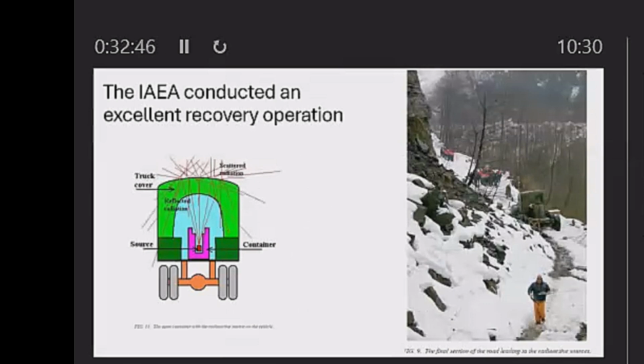Yeah, the IAEA did a wonderful recovery of the orphan source, right? They devised this mobile container, and they did an excellent job of recovering it. It's obviously very, very rugged terrain. I don't know how it even got here. Why would somebody put this source in the middle of this area?